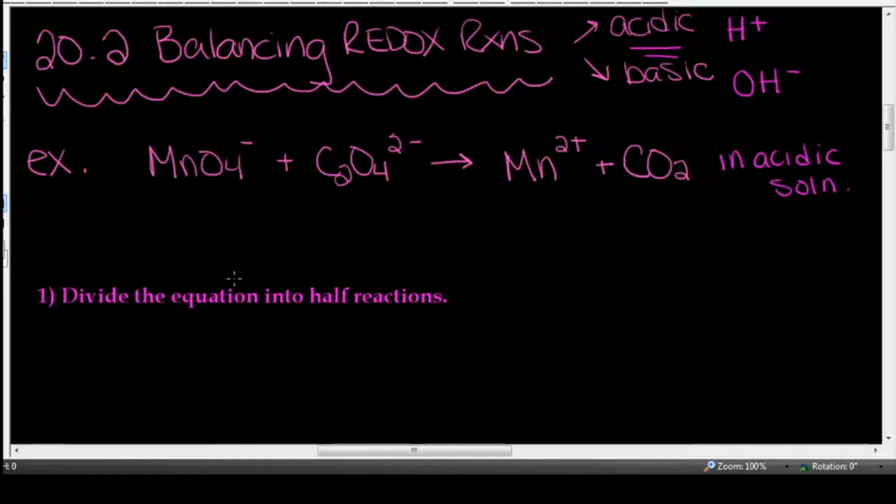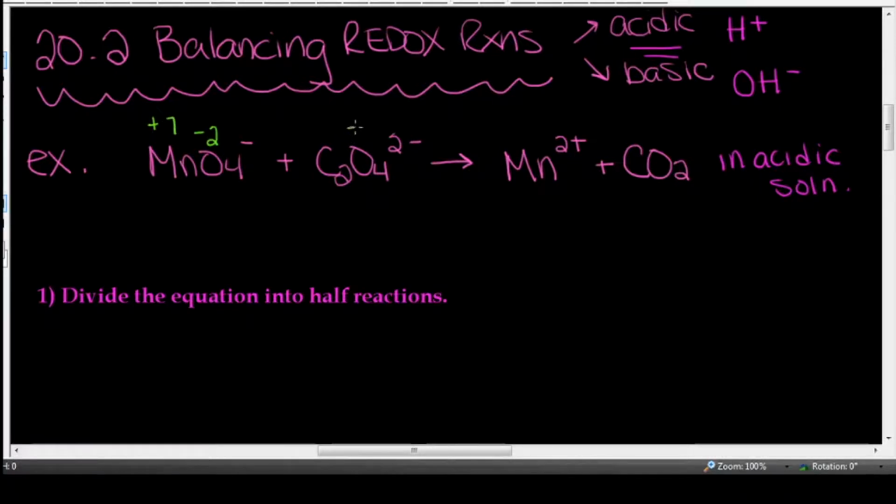All right, step number 1 says divide the equation into half reactions. And by half reactions, I'm just referring to the oxidation half reaction and the reduction half reaction, which we were doing previously. Now, in order to identify the oxidation and the reduction, we obviously need to assign oxidation numbers. So the first thing I'm going to do is assign oxidation numbers. My oxygen here is a -2. If I need a 1 minus charge overall, that means my manganese is going to have to be a +7.